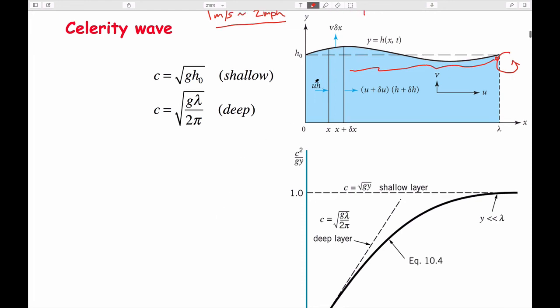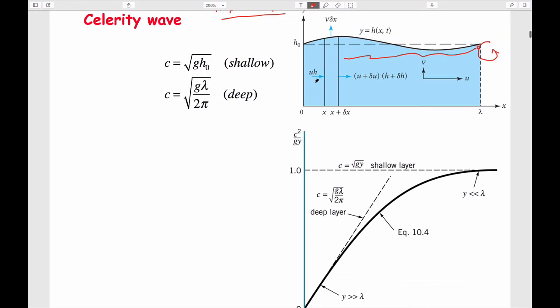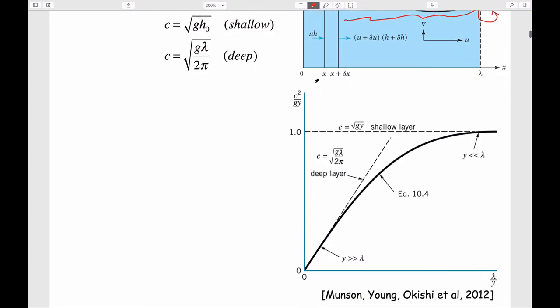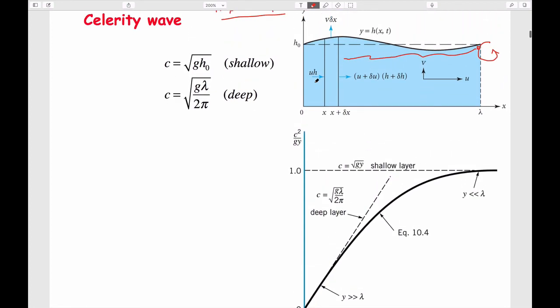And I won't go through the calculation here, but the velocity of the celerity wave, as it's called, this is the spelling of celerity wave. For all intents and purposes in this class, we'll use the shallow wave equation, which is this. We actually derived it last time, if you remember. We derived it from Bernoulli equation. If you remember, we took the elevation, and we took the pressure head, and we took the velocity head.